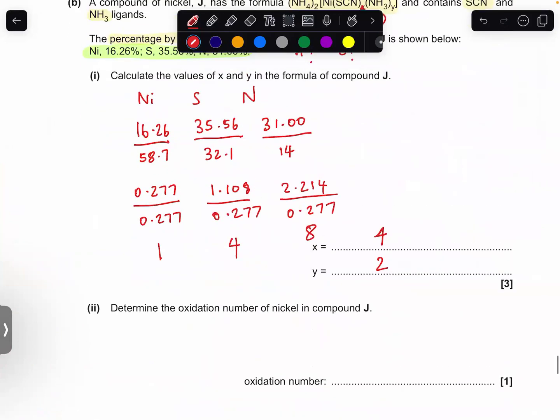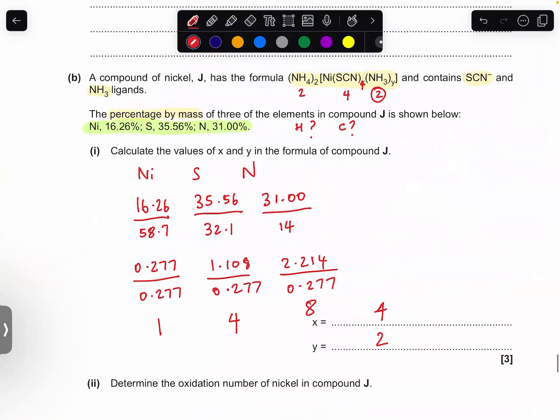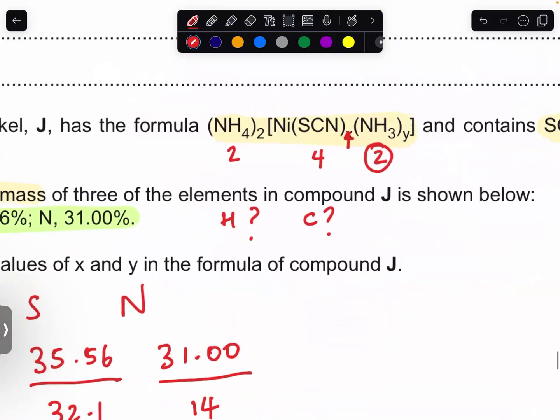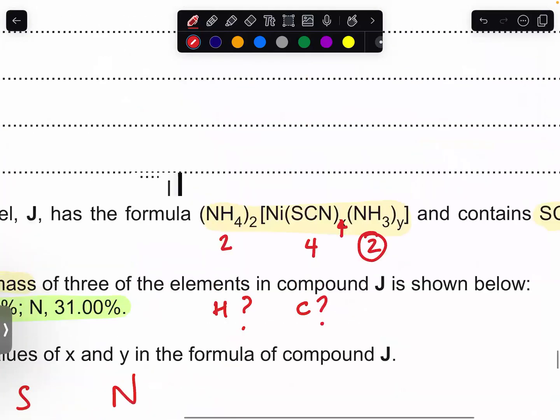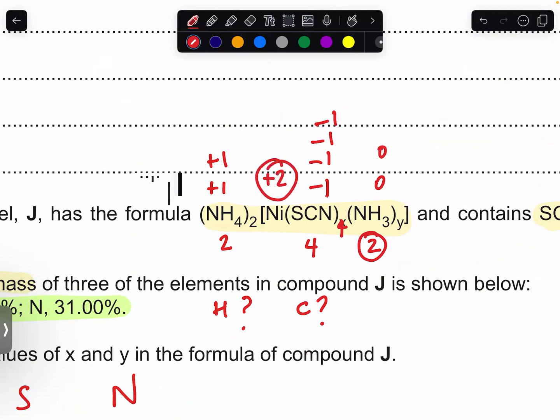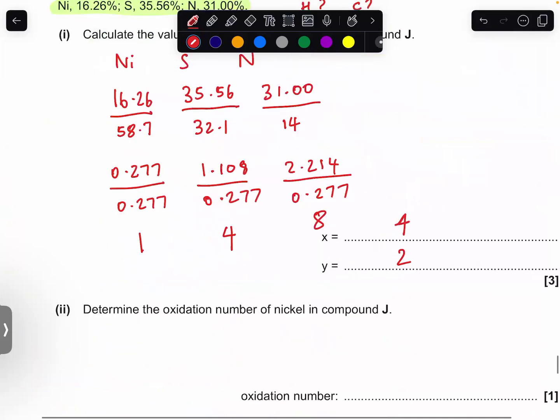Determine the oxidation number of nickel. You see overall, the ammonium ion here is +1. The cyanate ion, there's 4 of them, and they're all -1 each. Ammonia is neutral. We've got 2 of those. Nickel, therefore, must be +2. In this case, the oxidation number must be +2. Yep.